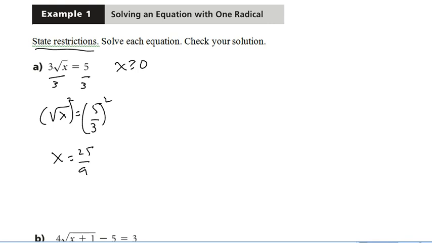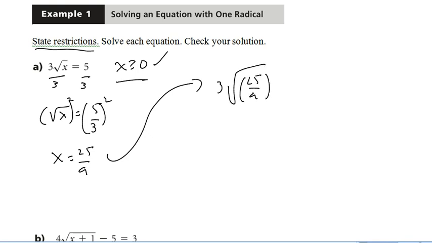Okay, so first, check that that satisfies our restrictions, and it does, so we're okay there. So let's see whether or not it makes the original true now. So 3 times the square root of 25 over 9 equals 5. So that's going to be 3 times root of 25 is 5, root of 9 is 3, equals 5. 3 over 3 is the same as 1 over 1, so that guy works.